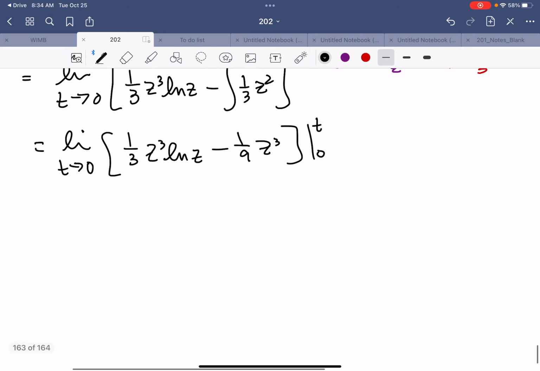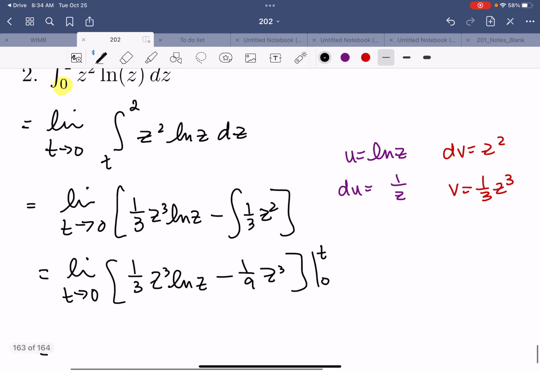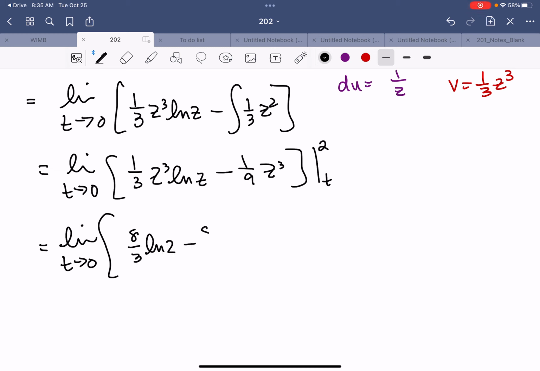Okay, so now I can plug in my t and my 0. Oh, sorry. Whoa, hold on. Back the train up here. So I put this in the wrong spot. Let me fix my boundaries. This is going from t to 2. That way when I plug in 2, I have the limit as t goes to 0 of: when I plug in 2, that's 8 over 3 times the natural log of 2 minus 8/9.